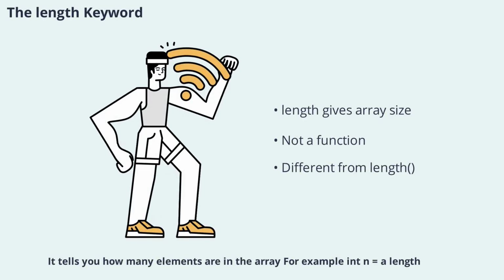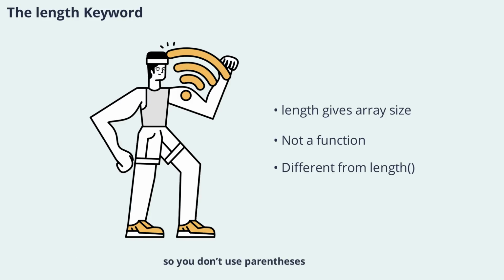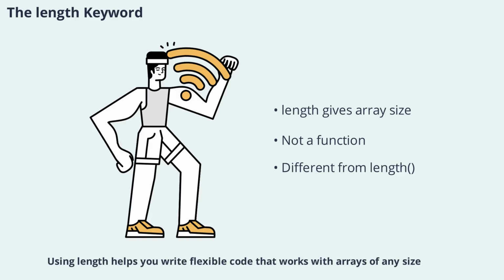In Java, arrays have a special property called length. It tells you how many elements are in the array. For example, int n = a.length gives you the size of the array. Remember, length is not a function, so you don't use parentheses. This is different from the length function used with strings. Using length helps you write flexible code that works with arrays of any size.